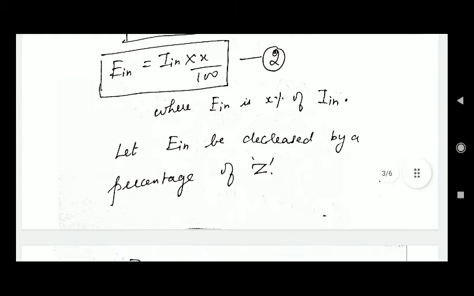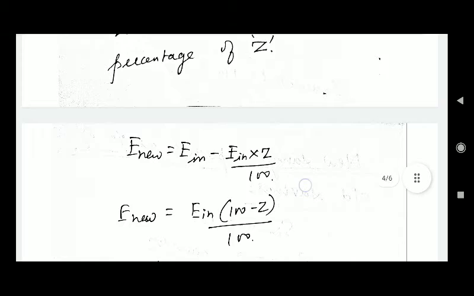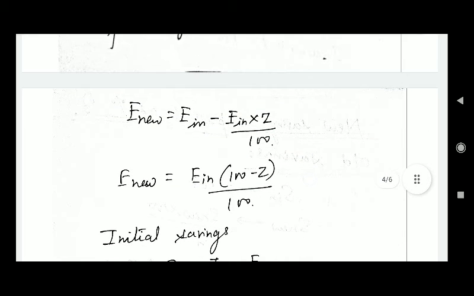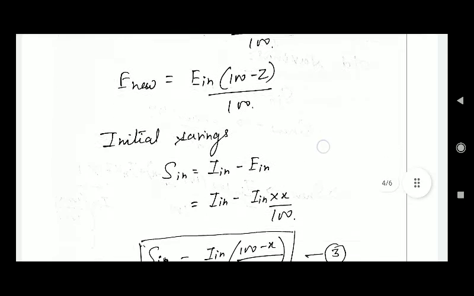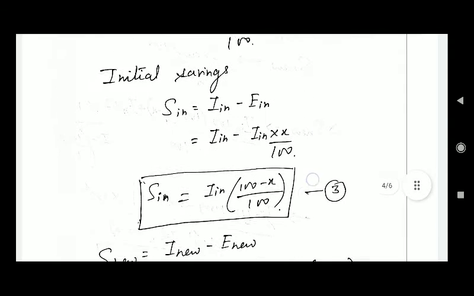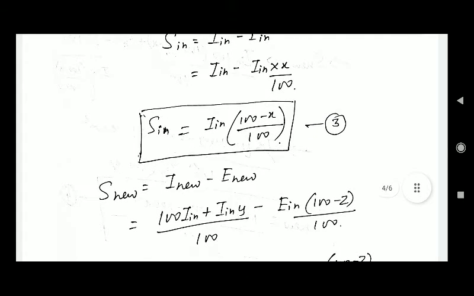Now when the initial expenditure is dropped by z percent, the revised expenditure, that is E new, will be given as E in minus z by 100 times E in. So our new expenditure will turn out to be E in times 100 minus z by 100. Now the initial savings, as we all know, is nothing but the difference between initial income and initial expenditure. It will be I n minus x by 100 times I n, given by equation number 3.